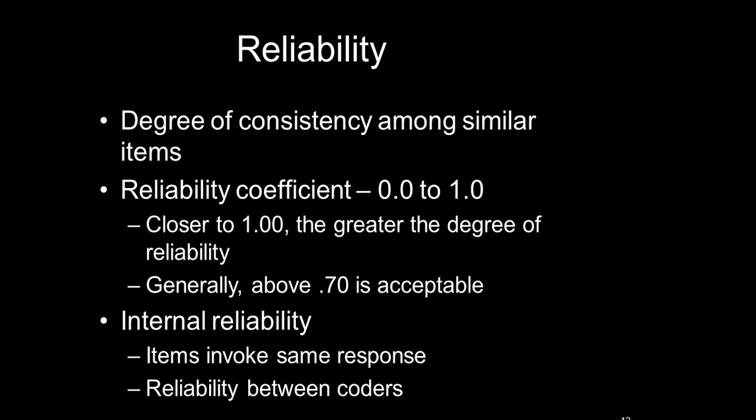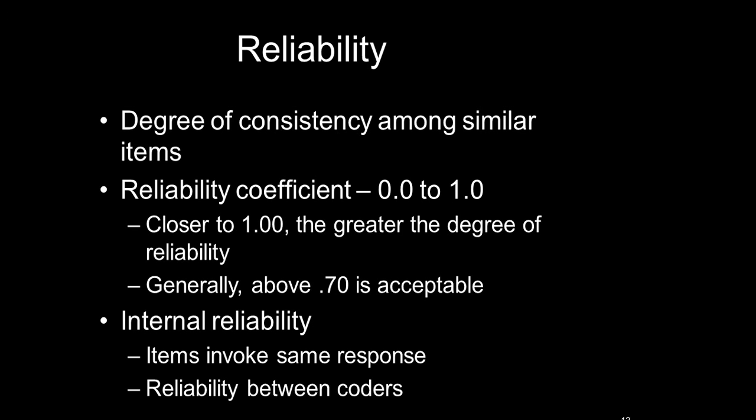So when we talk about the reliability score, it's something that is expressed between the number 0 and the number 1. The closer the reliability coefficient is to 1, the greater the degree of reliability. And vice versa, the closer it is to 0, the less reliable it is. So I guess the key question is, what is reliable enough?